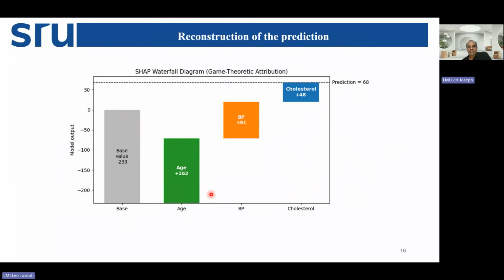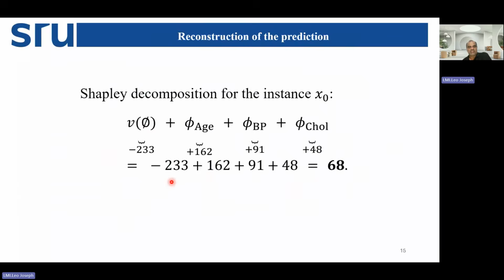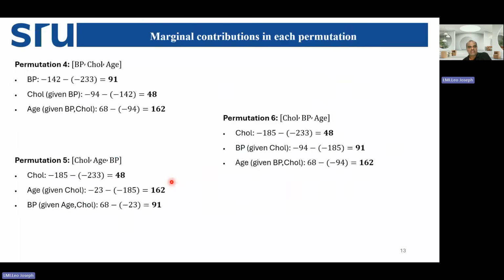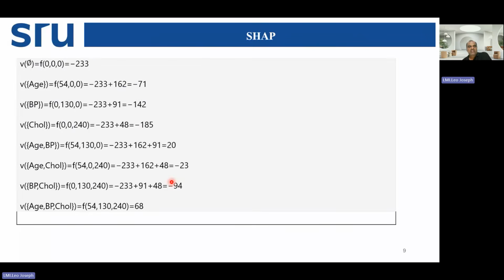Now what I am doing is I am going to explain this graph, that is minus 233 plus 162. If I add these two things, then what happened? Minus 233 plus 162. If I add these two things, earlier we did this. Just I am going back for your understanding.